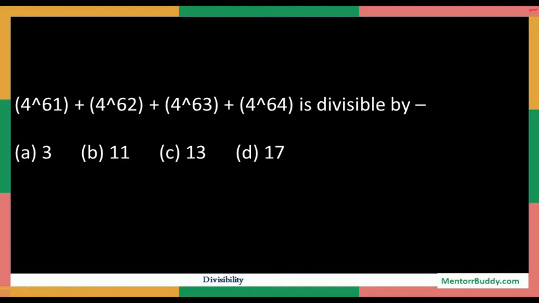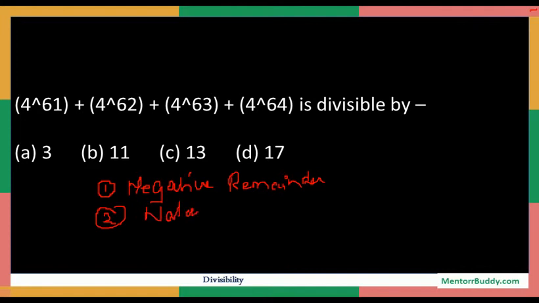In order to solve these kinds of questions, we need to understand two logics based on divisibility. The first logic is negative remainder, how we are going to calculate negative remainders. And the second logic which we need to understand is the nature of the remainders. Now, understanding the two logics separately.